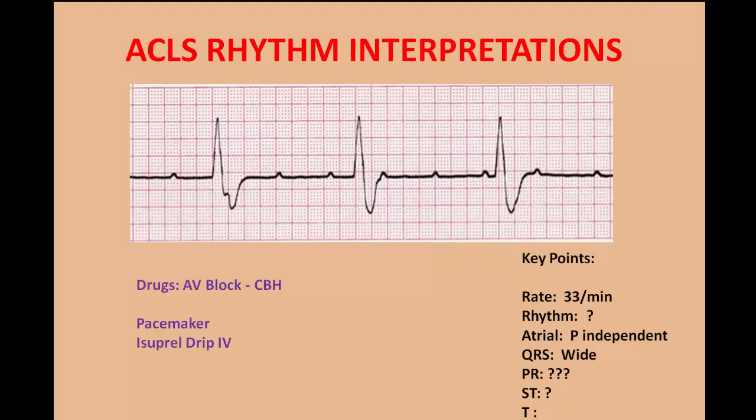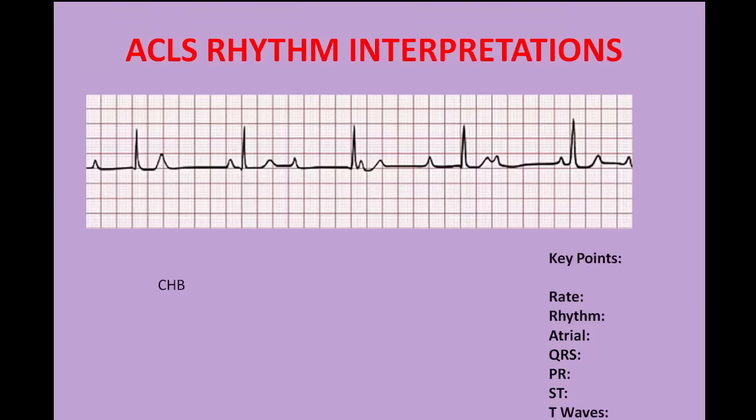to be treated with an external or transcutaneous pacemaker. And eventually, if this is a chronic condition, the patient needs a permanent pacemaker. In an acute situation, we could use isoproterenol drip to increase the heart rate, but the best thing would be to get an external pacemaker or a transvenous pacemaker so that we can stabilize the patient's condition as quickly as possible. Here is another example of a complete heart block.